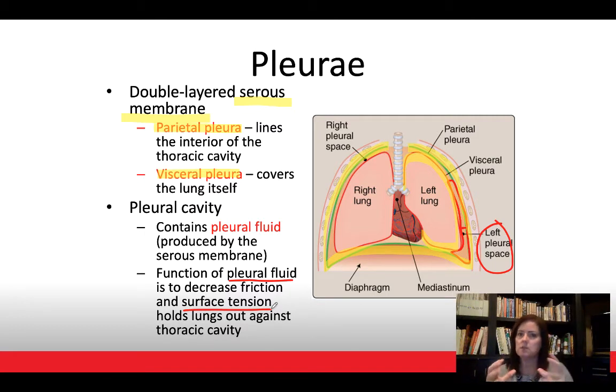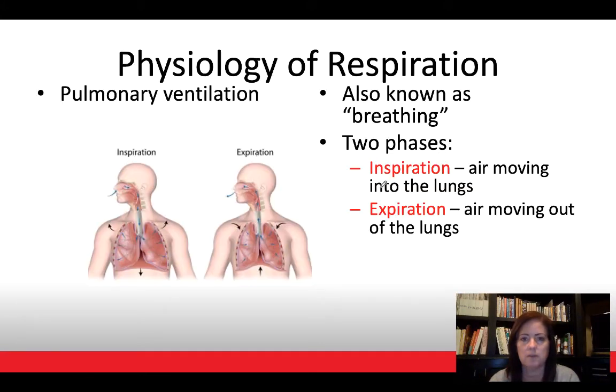So lungs are really spongy. And if you don't have something that suctions them out to the walls of your thoracic cavity, they are actually going to just collapse. Okay, so we have some surface tension that's built up here that pulls those lungs out against the walls of your thoracic cavity. But that's pleura, and that should be a little bit of review. We've talked about pleural membranes or serous membranes in different capacities throughout the semester. This just applies it to the lungs.